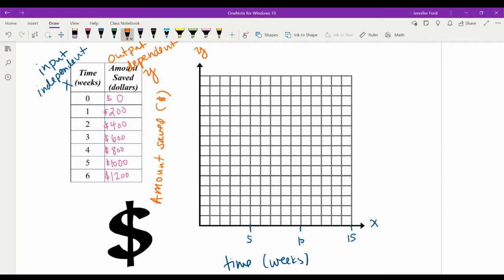All right, so going up, I need to go up to 1,200, and there are 15 squares going up. So if I make each square 100, it will fit. So 1, 2, 3, 4. This is $500. 1, 2, 3, 4. This is $1,000. 1, 2, 3, 4. This is $1,500.